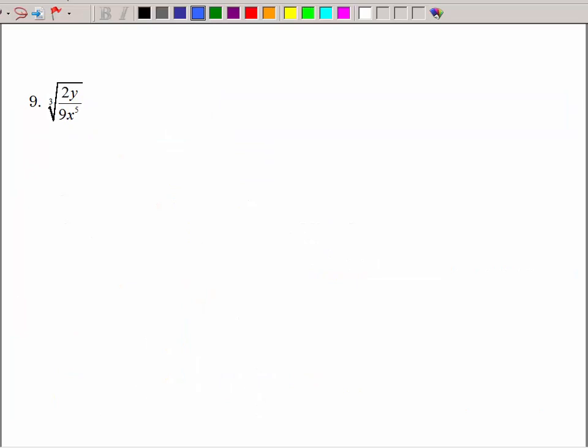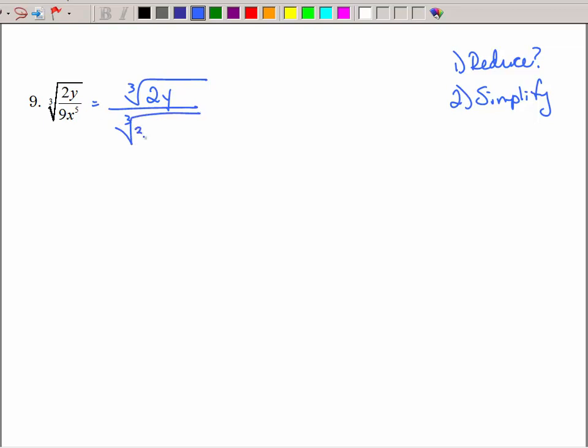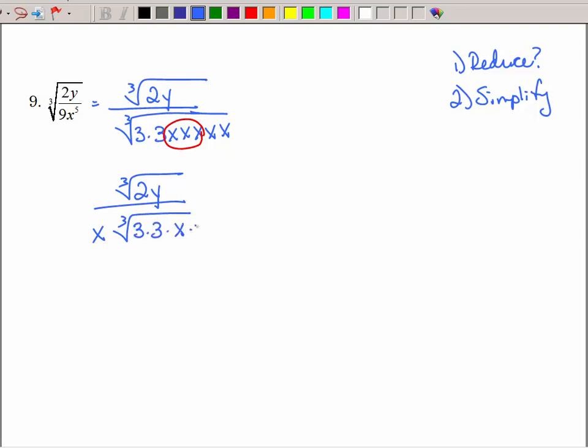Let's look at the last example. Remember, step 1, we ask ourselves, can you reduce the fraction? No. Step 2, can I simplify any radicals? Well, let's break it down and see. 2 and y, no. The 9 is 3 times 3, so I don't have 3 of a kind there, but what about x to the 5th? So you can use that short method of dividing the exponents, or the longer method. What I'm doing here is saying, okay, yes, I can take out an x. So I have the cube root of 2y on top, the x comes out, and on the bottom I have 3 times 3 times x times x.